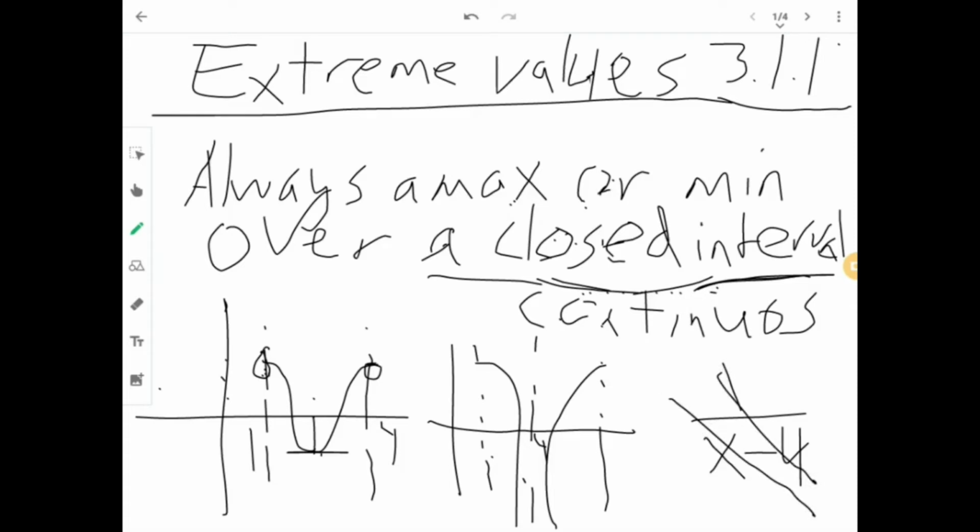So if it extends to infinity, it doesn't have an absolute minimum, because that would be infinity, and infinity is not a number. It's not a real number. So in this case, it would have a maximum over here or over here, depending on which one is greater.